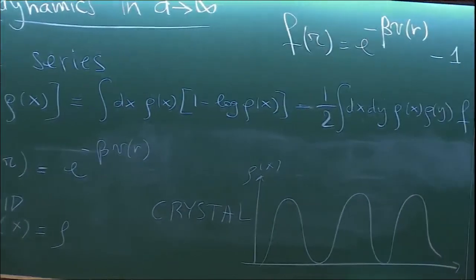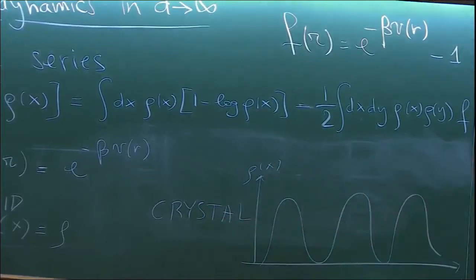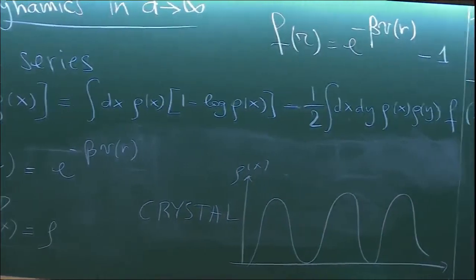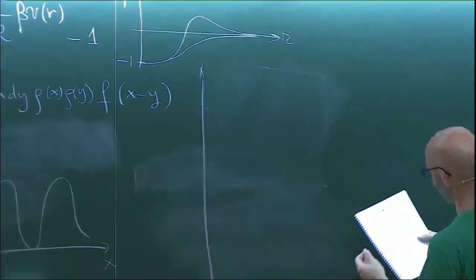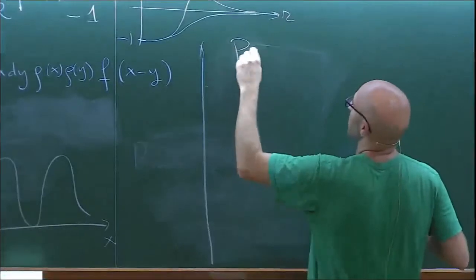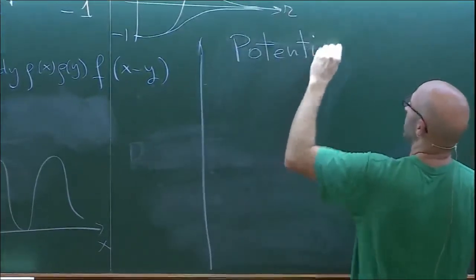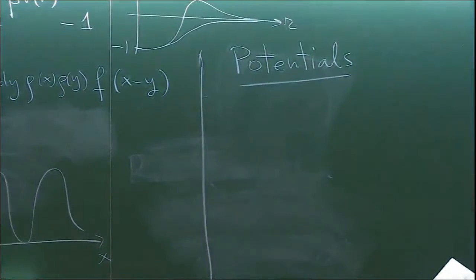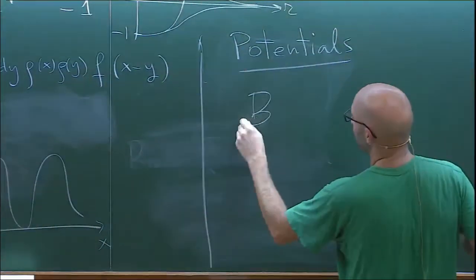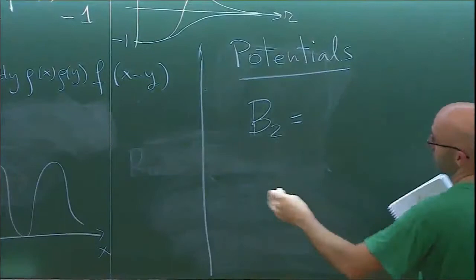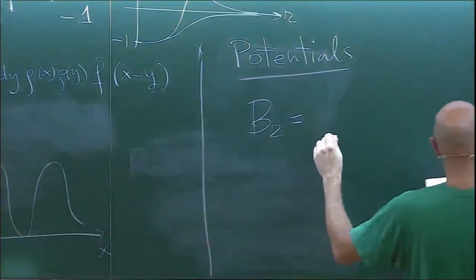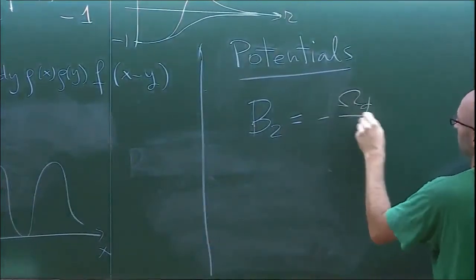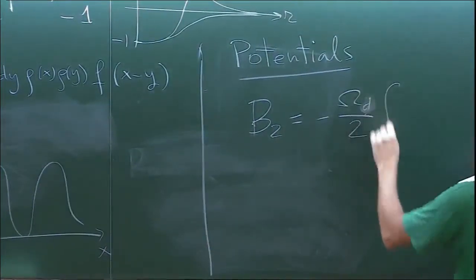Okay, so now we have the free energy of the liquid. Which kind of potentials can we use? The problem is that, for example, take the second virial coefficient B2, which is derived from this by taking uniform density, putting it here and simplifying some factors. Then you get the second virial coefficient, which is the integral.